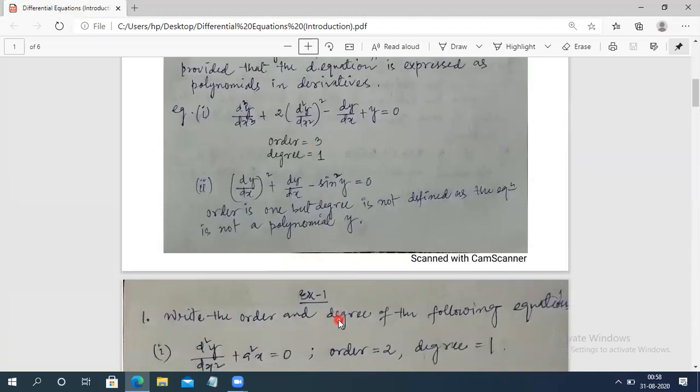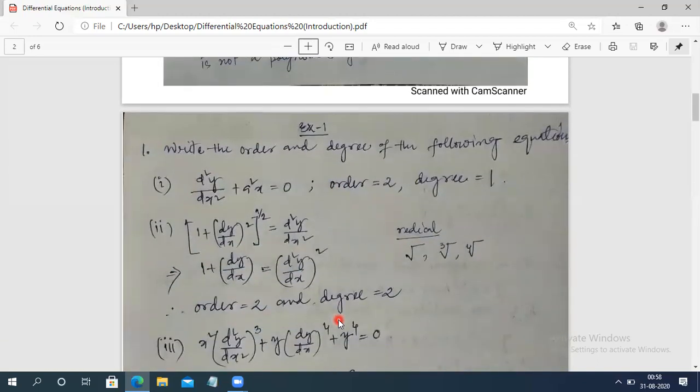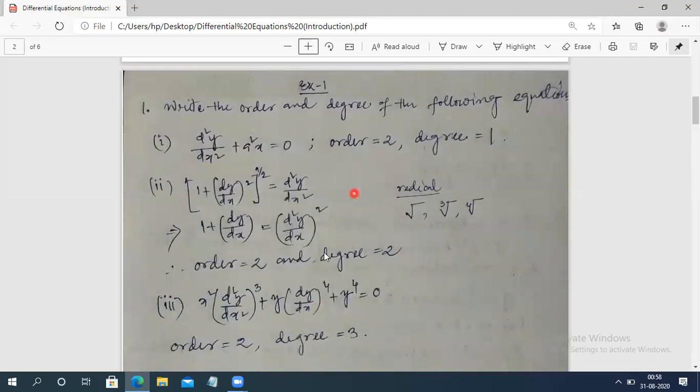Now there are some questions given in your first exercise. These are differential equations. You have to find the order and degree of the following differential equations. The first is d2y/dx^2 plus a^2 x equal to 0. You can observe that in this equation the highest order derivative is d2y/dx^2, so the order of the differential equation is 2. And what will be the degree? You have to check the power of this highest order derivative. Its power is 1, so the degree is 1.